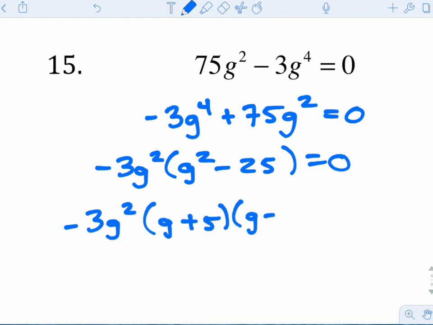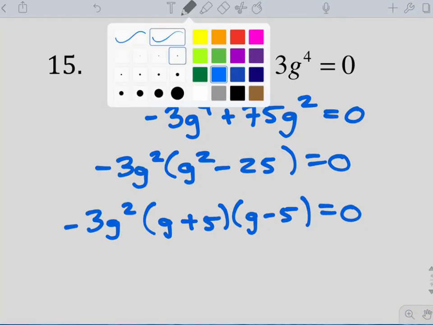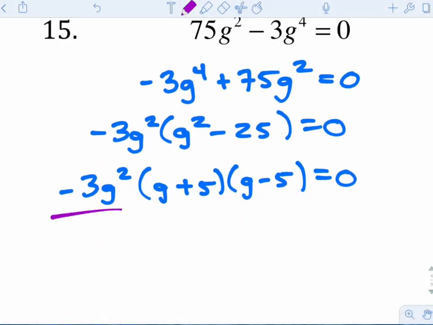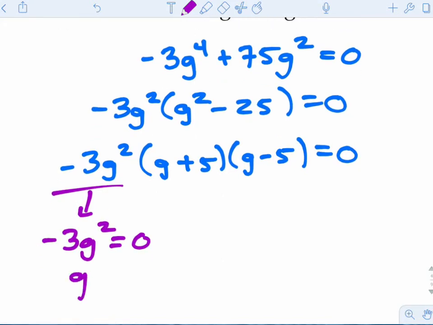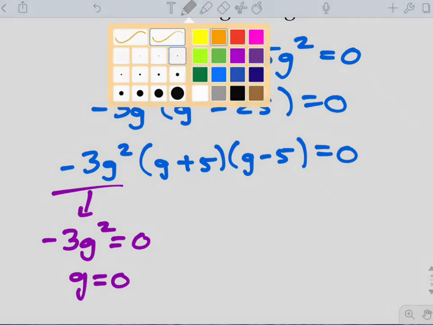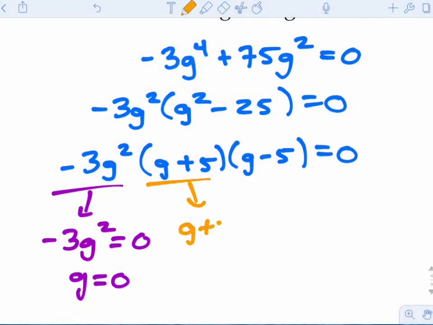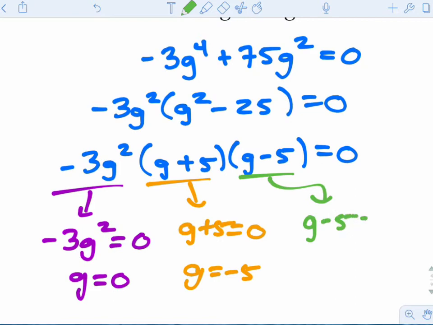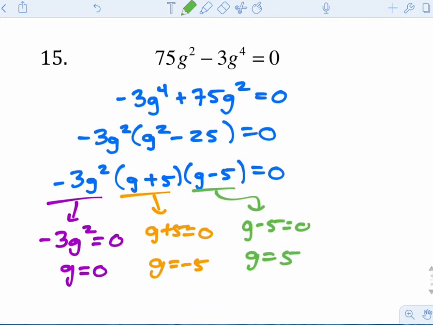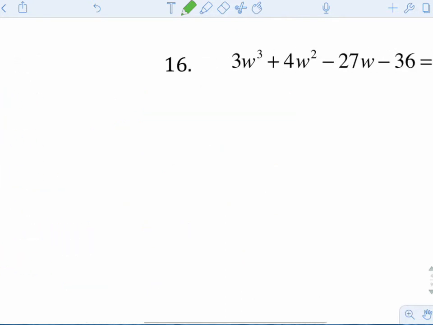And so all of this equaling 0 means that one of three things must be the case. Either negative 3g squared is equal to 0, and the only way for that to be true is g has to equal 0. It could also be the case that g plus 5 is equal to 0, and then g has to be equal to negative 5. Or it could be the case that g minus 5 equals 0, in which case g would have to equal positive 5. So our original equation had three solutions: 0, negative 5, and positive 5. Crazy. All right. We continue.